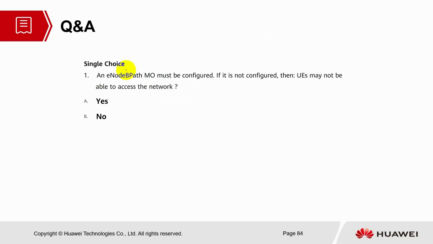Q&A session: an eNodeB path MO must be configured. If it's not configured, then UEs may not be able to access the network. Yes or no? Yes, this statement is true.